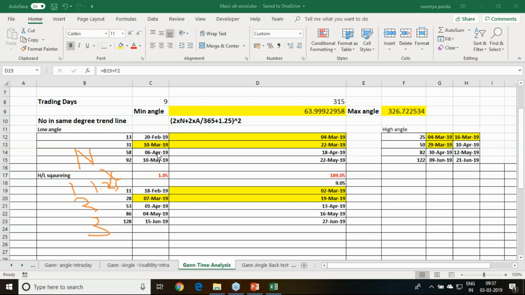Yes, for commodities you cannot have any spot values. You can take the future values.